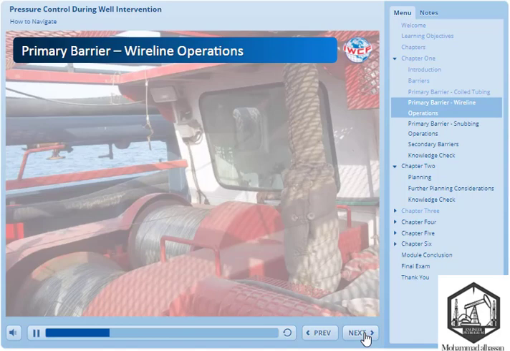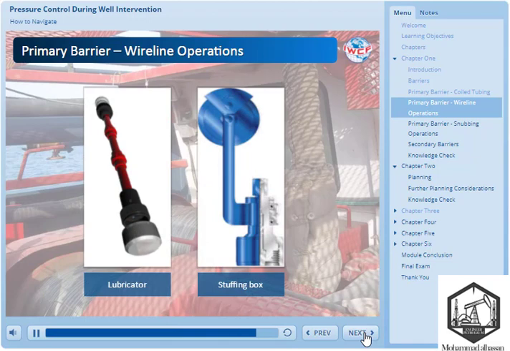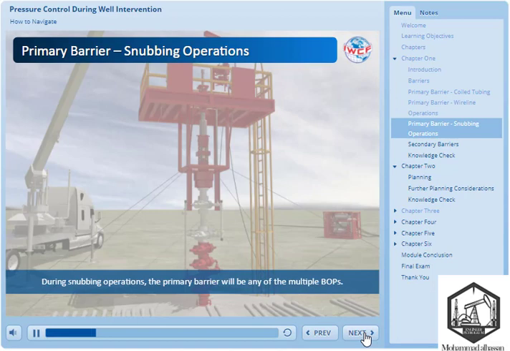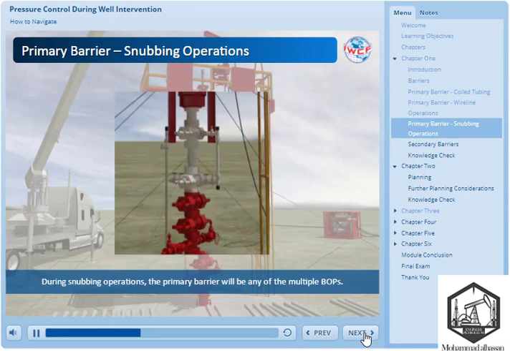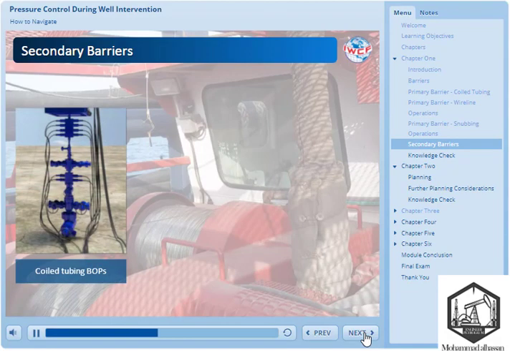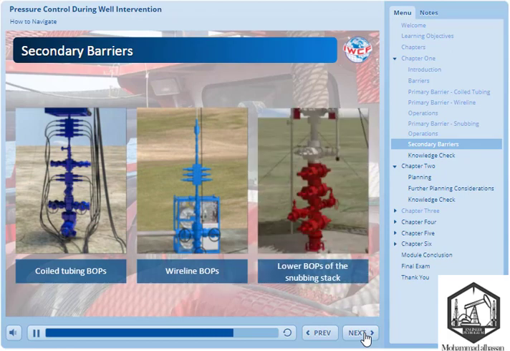During wireline operations, the primary barrier is the lubricator and stuffing box or grease head. During snubbing operations, the primary barrier will be any of the multiple BOPs that are an integral part of a well-controlled system when running tubulars in or out of a live well. Secondary barriers during well intervention operations are coiled tubing BOPs, wireline BOPs, and the lower BOPs of the snubbing stack.